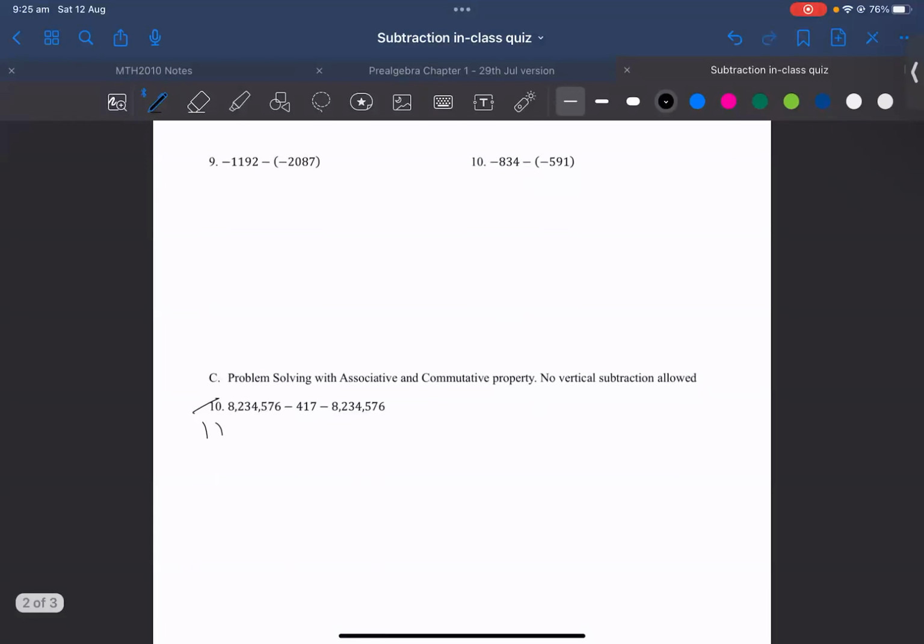So just for part C, if you're up to it, no vertical subtraction allowed for these questions. So no long subtraction. Just for 11 and 10 and 11. The other ones you're allowed to. But just for those two.